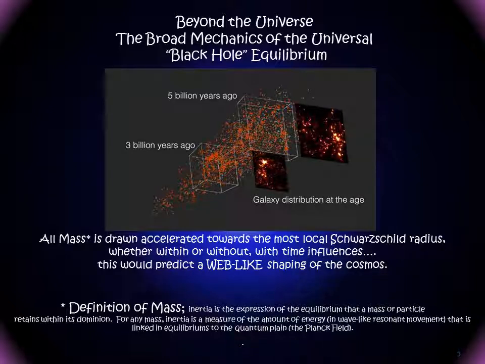Now, my definition of mass, or inertia, is the expression of an equilibrium that the mass or the particle retains within its dominion. For any mass, inertia is a measure of the amount of energy that is in wave-like resonant movement that is linked in equilibriums to the quantum plane, the Planck field. Simple enough.